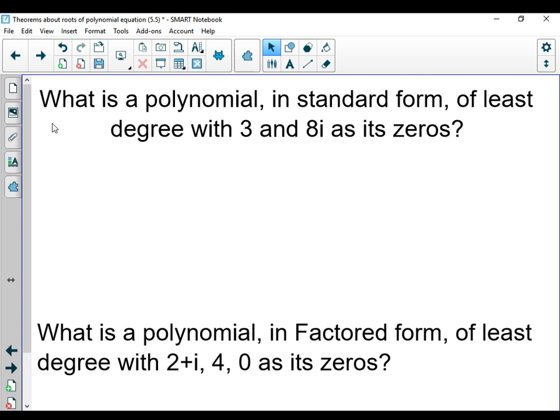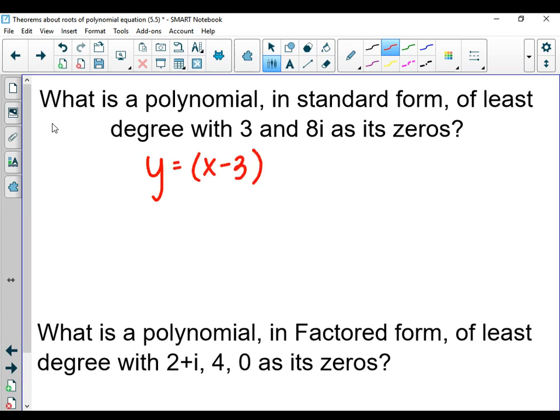How do I write 3 as a factor? X minus 3, good. If I have 8i, I also have the negative 8i from before. So then I'm just going to write these as x minus 8i and x plus 8i. So if they said leave it in factored form, I would be done.